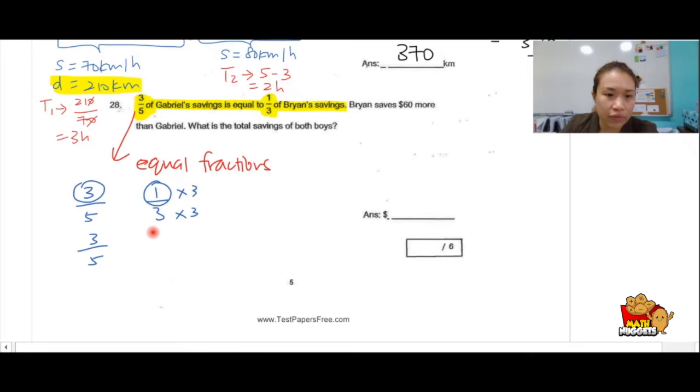So 3 out of 5, this is 3 out of 9. Now my numerator is the same already. I ignore the numerator. My denominator tells me the units. So Gabriel is to Brian as 5 is to 9.